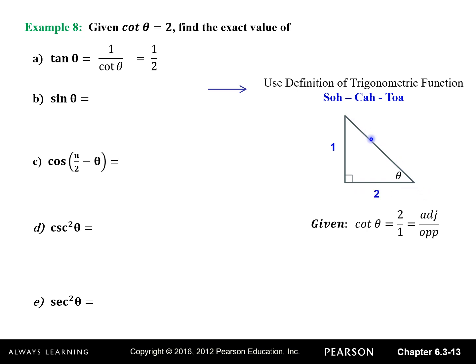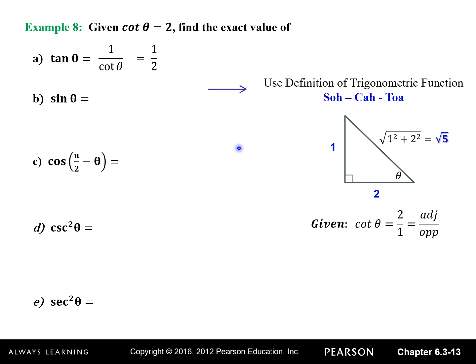And the missing side is this hypotenuse, which is the square root of 1 squared plus 2 squared, which is equal to the square root of 5. Since the sides of the right triangle are complete, you can now find sine theta. You can also use this information to find cosecant theta, then just square it. Or you can find secant theta, then square the value. So let's focus first on sine theta.